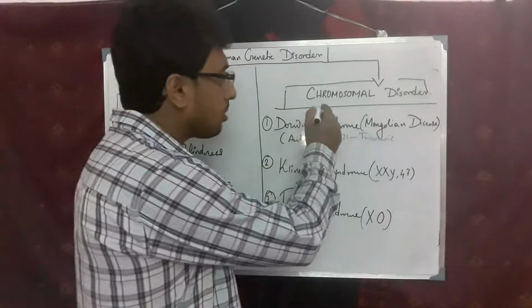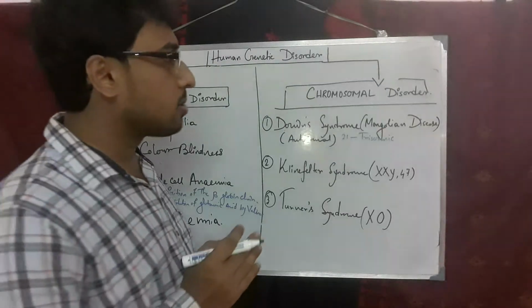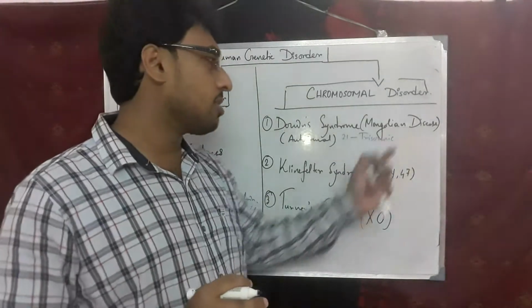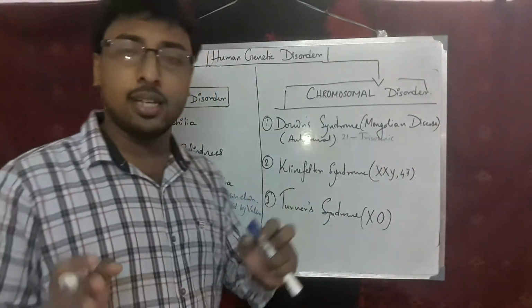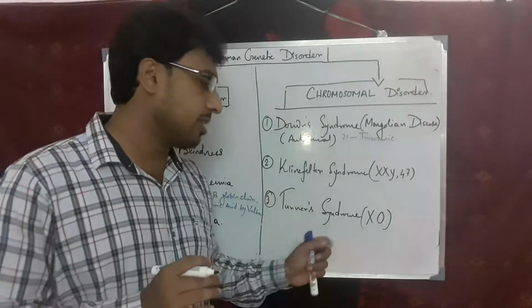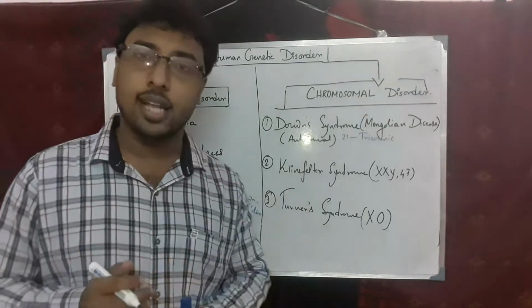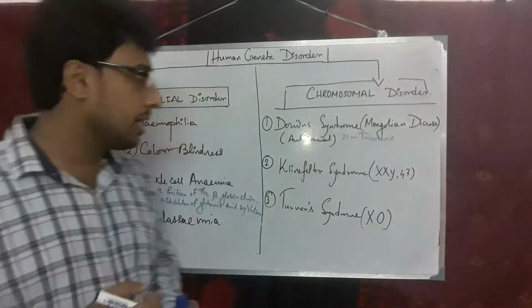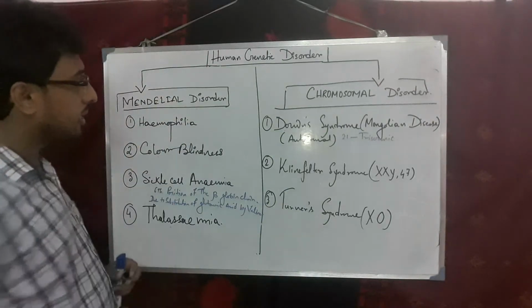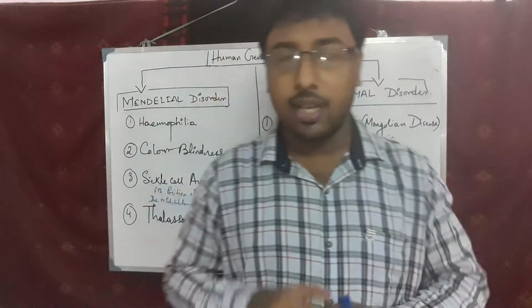And under chromosomal disorder, we have diseases like Down syndrome, also called Mongolian syndrome, and also Klinefelter syndrome and Turner syndrome. So three main chromosomal diseases are there that we have to read. And under Mendelian disorder, four main disorders are there that we will explain now.